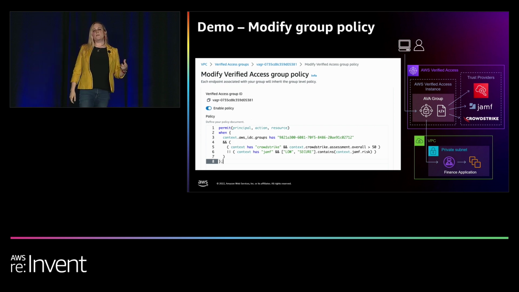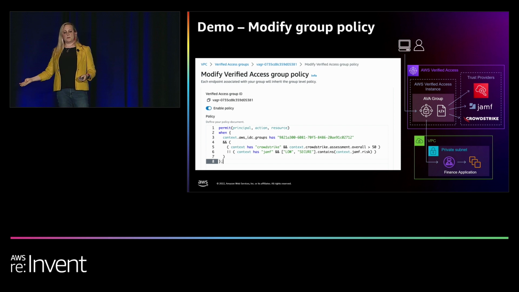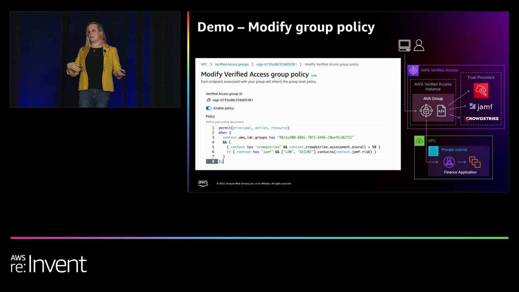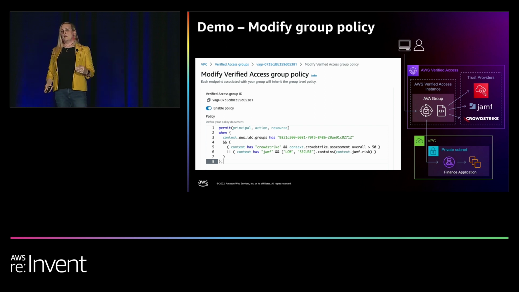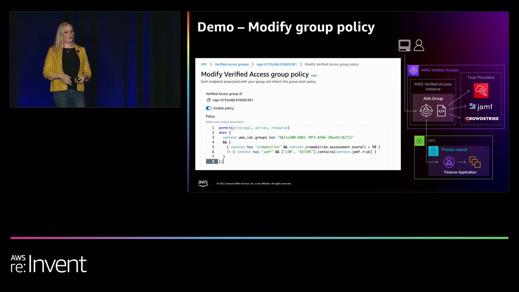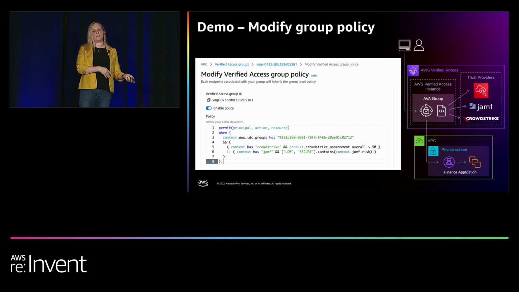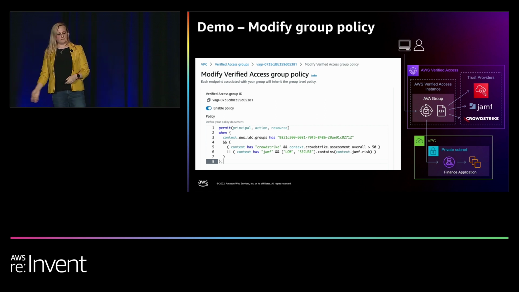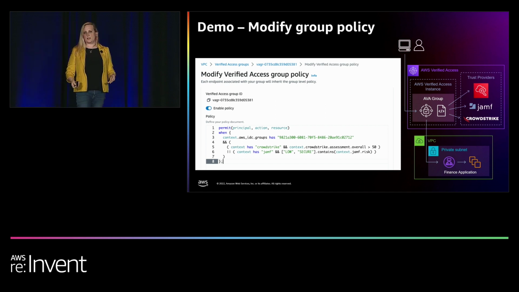So if a device is coming to Ava, it's going to populate the context with one or the other bit of data. The first thing I have to do is check to see which data is there. So first I look: does the context have the CrowdStrike key, or does it have the Jamf key? Only if it has one of those keys do I then do the next evaluation. If you're familiar with short-circuiting, this is what that ampersand is doing.